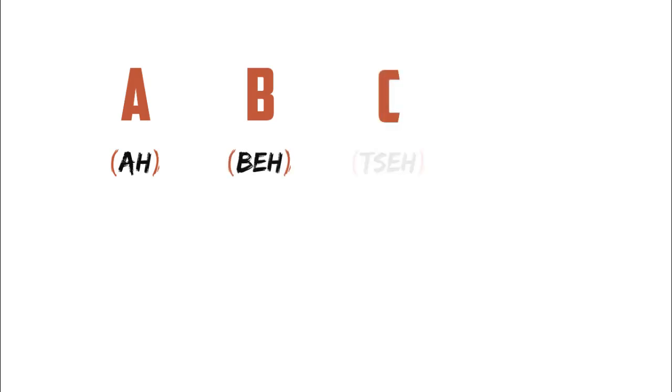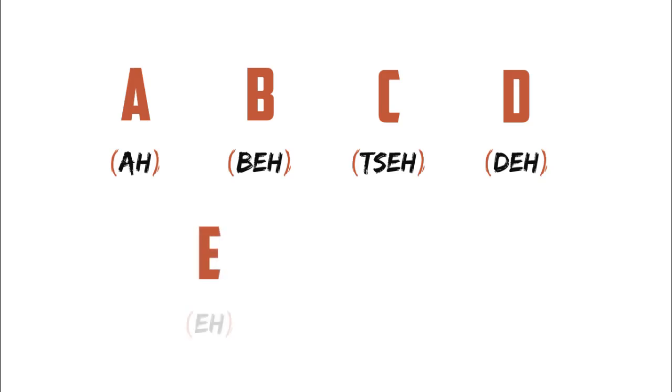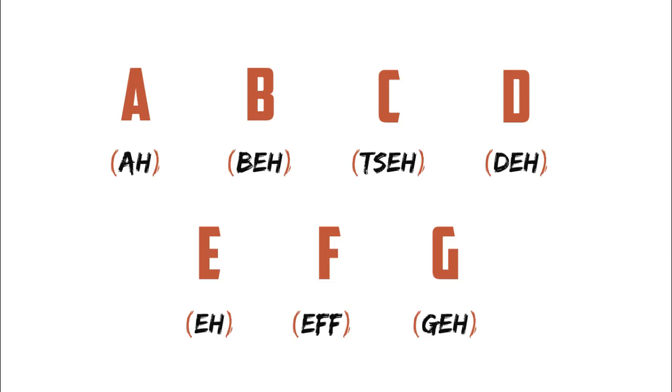A. Please repeat after me so that you can pronounce correctly. A. B. B. C. C. D. D. E. F. F. G. G.